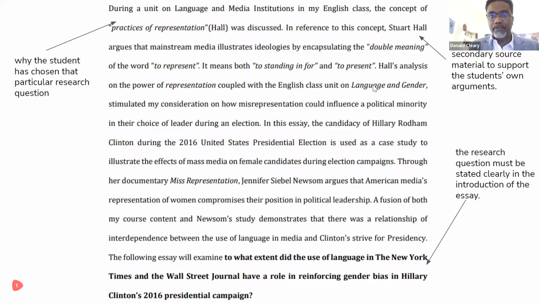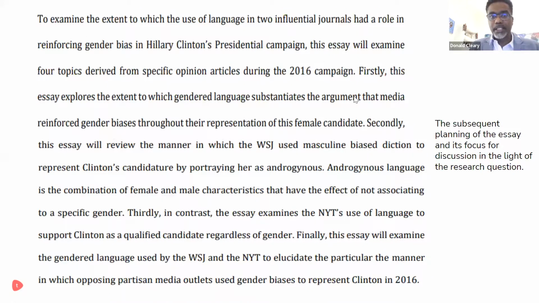The second paragraph is a fragment of the student's second paragraph, but it outlines what will be in each chapter. So if you see here, the student has, firstly, this essay will explore the extent to which gendered language substantiates the argument that media reinforces gender biases through representation of female candidates. Secondly, the essay will review the manner. So the student is listing or highlighting what their chapters are going to be about. So you see, firstly, secondly, and thirdly.